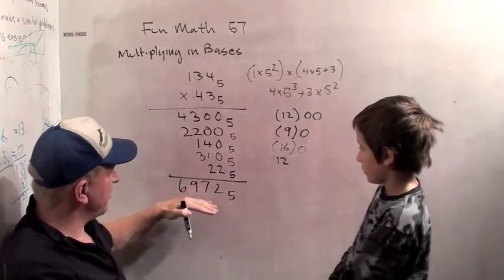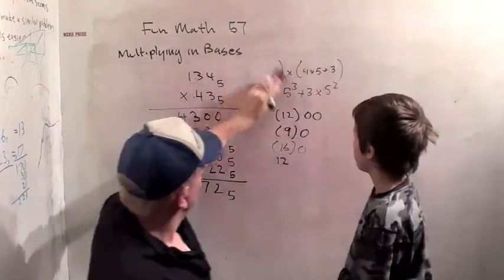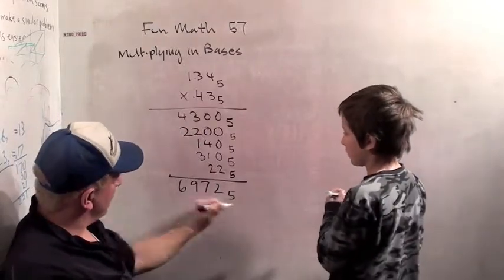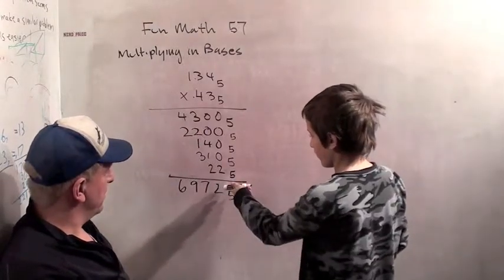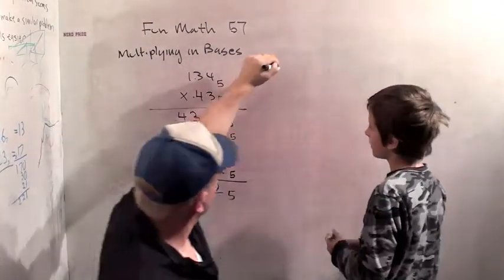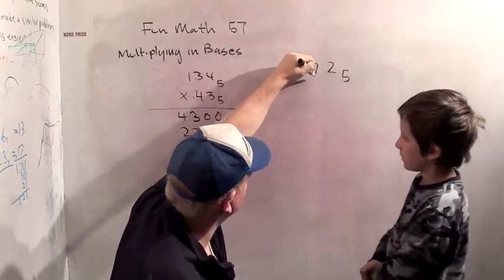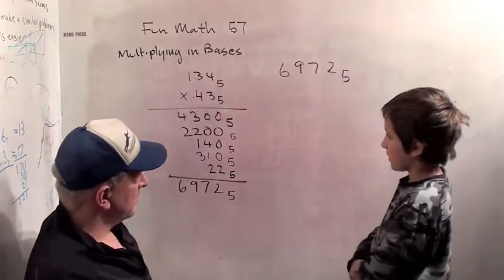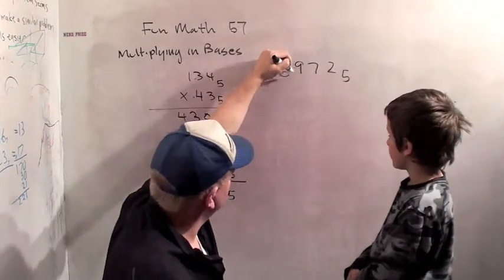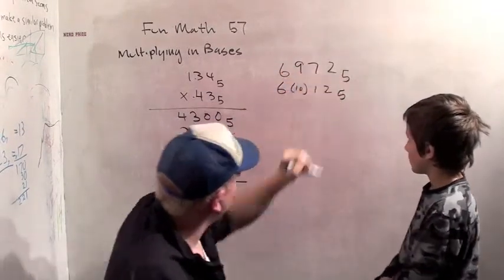Okay, is this a valid base 5 number? No. So how do we fix our numbers? Do we go this way or this way? We go from least to greatest. Is the 2 okay? The 2's fine, but what do we have to do about the 7? We need to change that to 1, 2. So this becomes 6, 10, 1, 2 base 5.